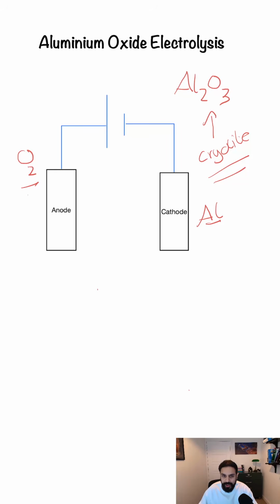This is where we have to write out half equations. So, aluminium is a 3+ ion. You can work that out by looking at the electron structure, but for now, let's just focus on the fact that we know it's a 3+ ion.